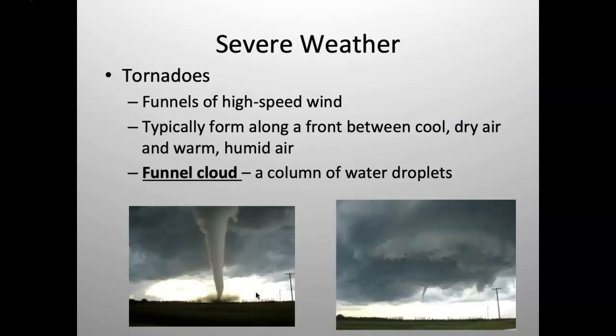Tornadoes are funnels of high-speed wind. We know about those here in Kansas. They typically form from a front between cold, dry air and warm, humid air. In our summertime, you usually have this type of front happening where those tornadoes start to form. The funnel cloud is a column of water droplets that forms and goes vertically from the cloud down to the Earth's surface.